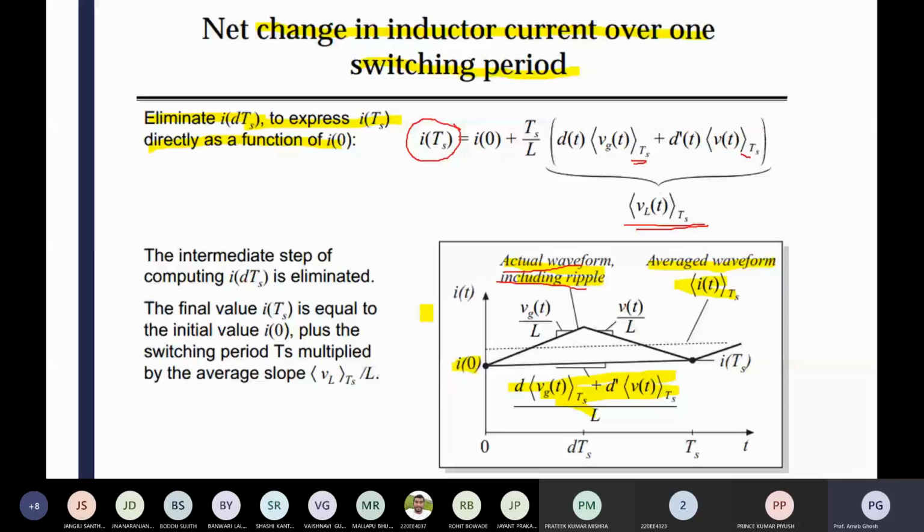Another very good book is Ned Mohan's book. I don't exactly remember the part number. It is only a single volume book. There are chapters starting from switch mode power supplies. You can follow the theory from those points. It is also a very good book.